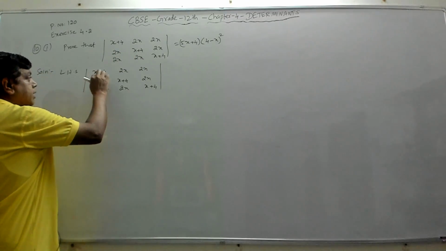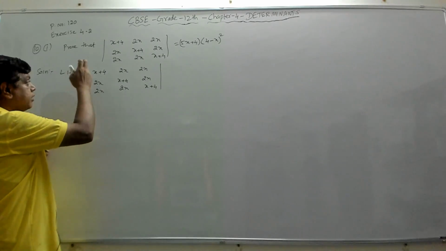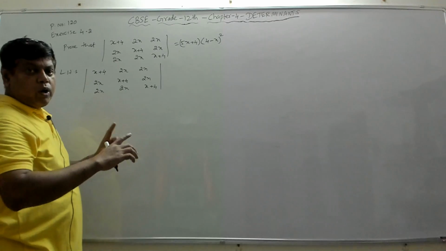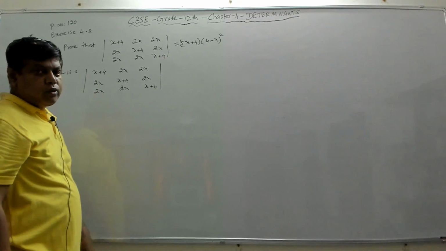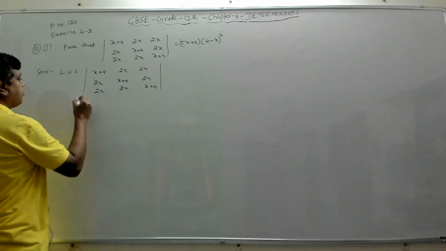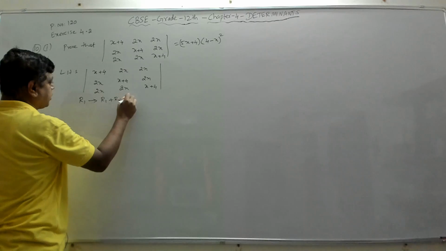So then that will make this row 1 as 5x plus 4, which can be taken out of the determinant. Then the row elements will become 1, 1, 1. Then if all are 1, 1, 1, it is easy to make two of them 0. So now we can apply this operation: row 1 implies row 1 plus row 2 plus row 3.